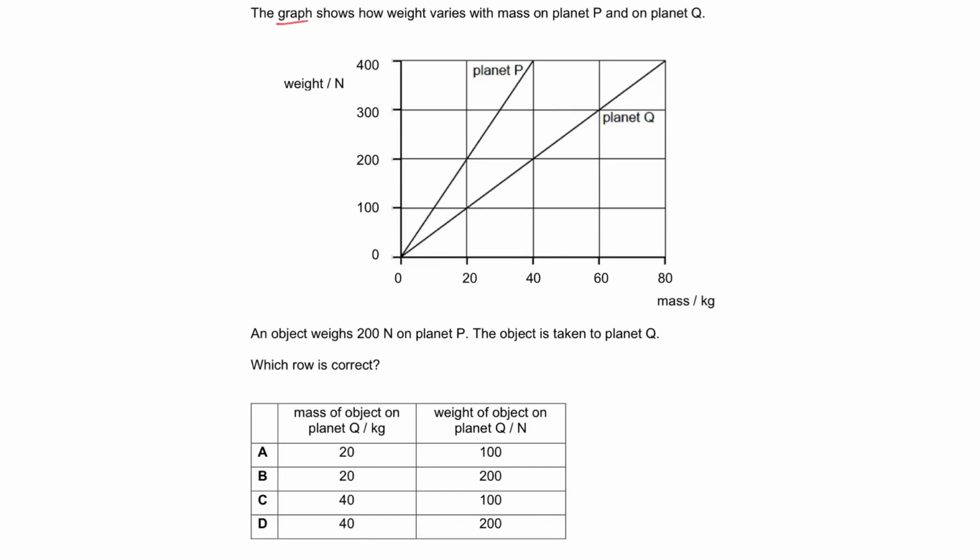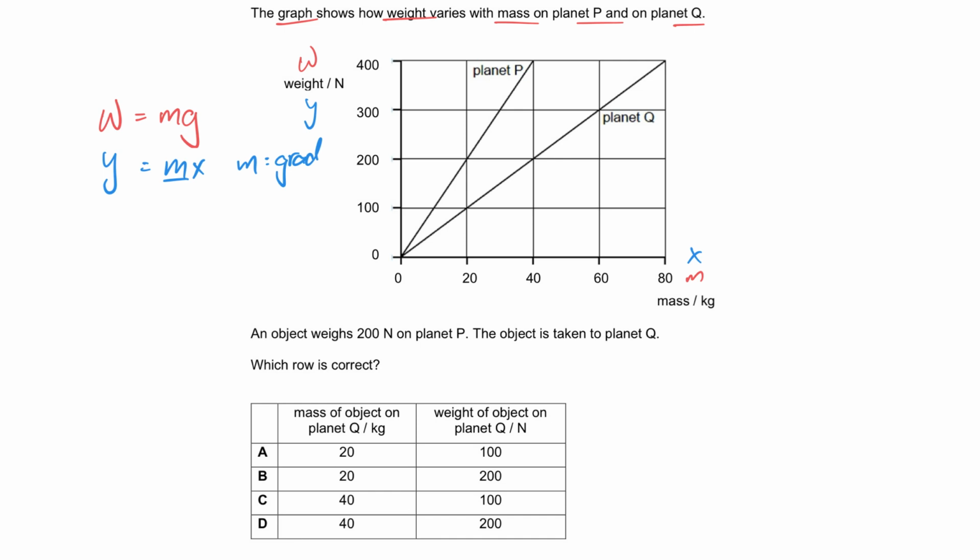In this question, you're given a graph that shows how the weight varies with the mass on two different planets, P and Q. So when you see that the y-axis is weight, W, and the x-axis is mass, you should think of the formula W equals mg. Using what you learned from math, this is like your y-axis and this is your x-axis. So y equals mx.